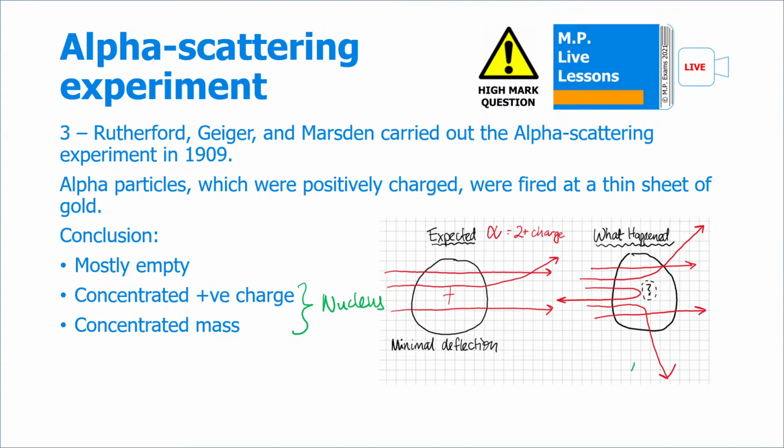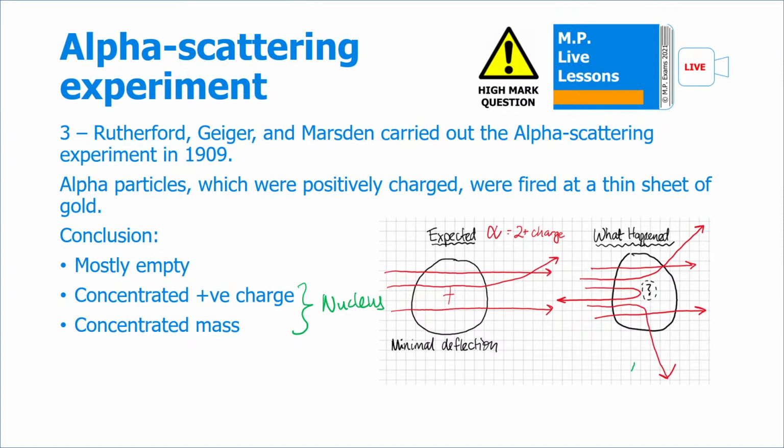Here is a diagram showing what would have been expected to happen versus what actually happened. So, as expected, when the alpha particles were shot through the positive sphere of the plum pudding model, they would be expected to deflect slightly because like charges repel.